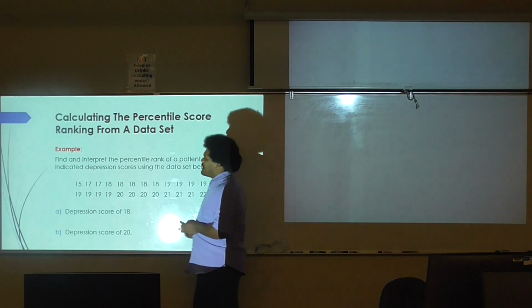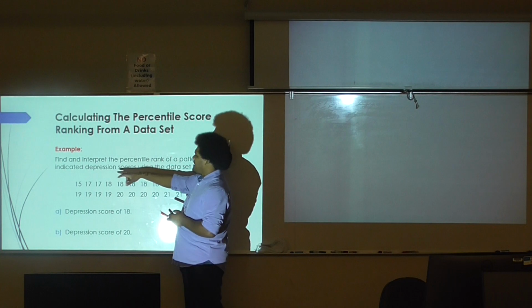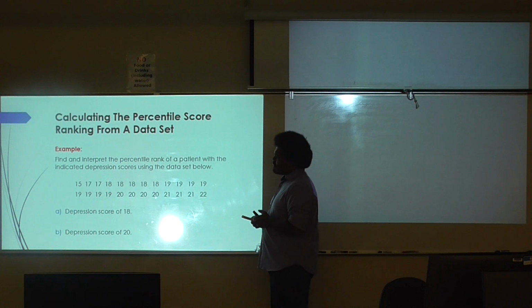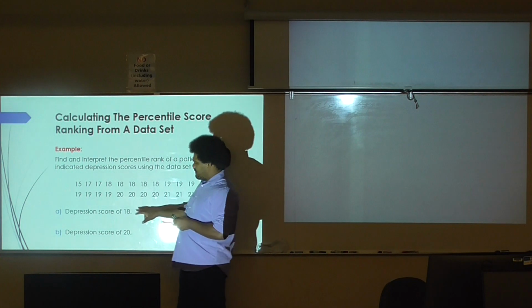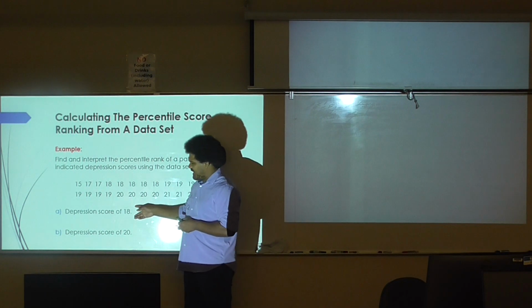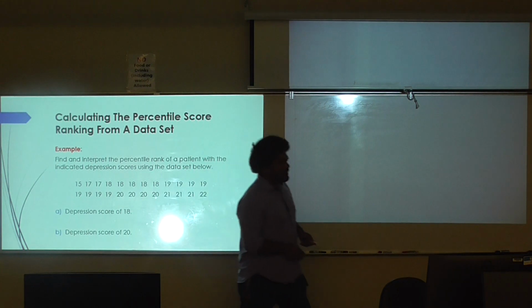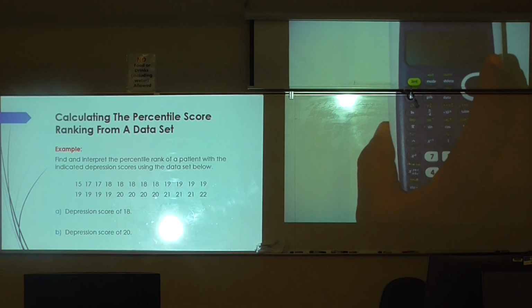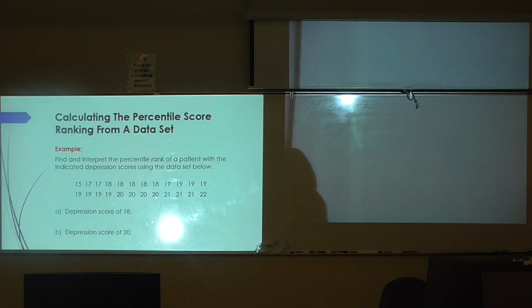So over here, we want to find and interpret the percentile rank of a patient with the indicated depression score using the data set below. Here's the data set, and we're going to work it out. We'll do it for the depression score of 18, and then for the depression score of 20. I'll do the work over here on the side, and I have space to show the calculator usage for each one. Hope you can see it, it's a little too dark, so I'll bring it over here where it's brighter.